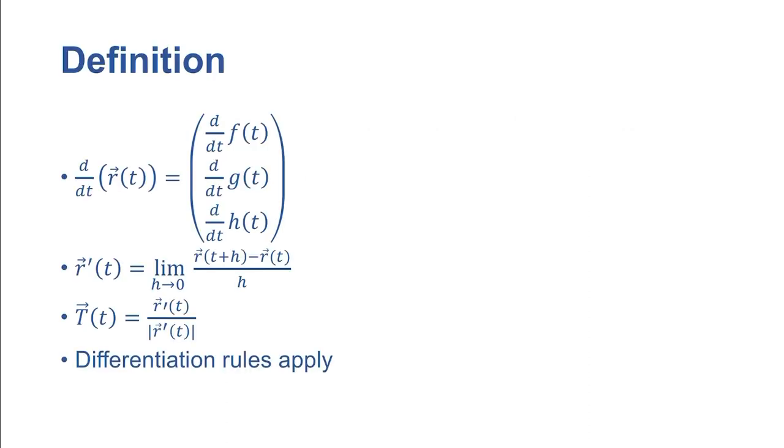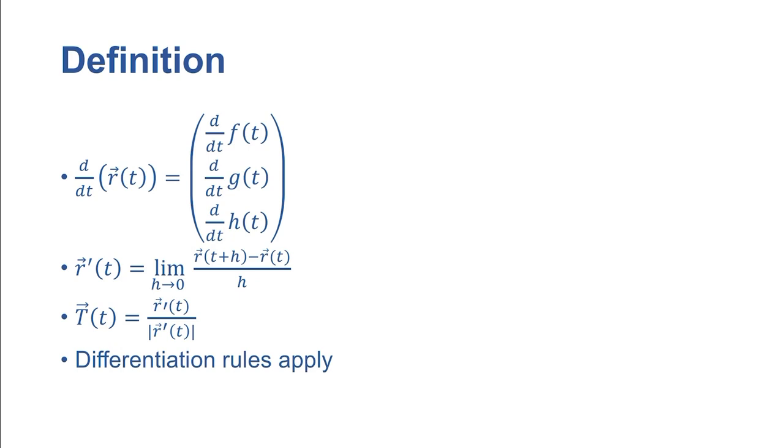So in order to take a derivative of a vector function, we only need to take the derivatives of the components such that the components are differentiable. So if I want the derivative of r of t, then I can take the derivative of f of t, the derivative of g of t, and the derivative of h of t. Now we can use the same definition of the derivative for vector functions as well, such that r prime of t is equal to the limit as h approaches 0 of r of t plus h minus r of t over h.